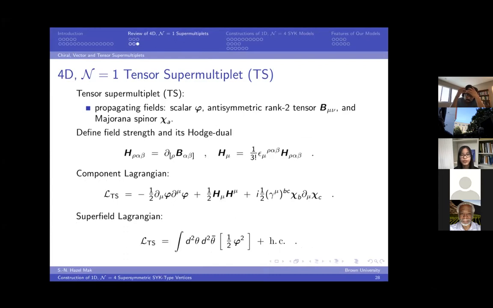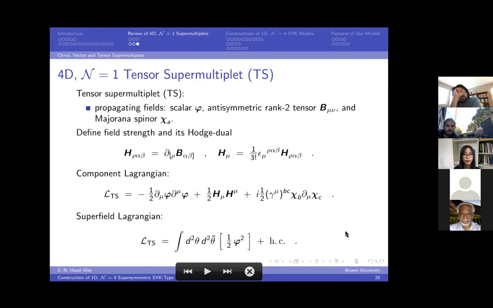And the third thing is you can write down a tensor supermultiplet, which is also called a 2-form multiplet. And all of the component fields here are propagating. It has a scalar, an antisymmetric rank 2 tensor, and a Majorana spinor. So again, you can write down a component Lagrangian and also a superfield Lagrangian. And this, in terms of superfield, is a real linear superfield.